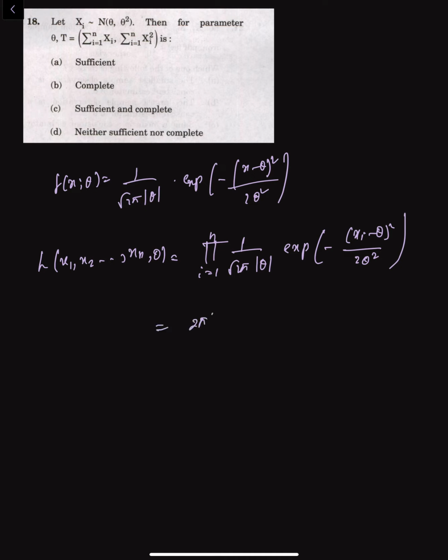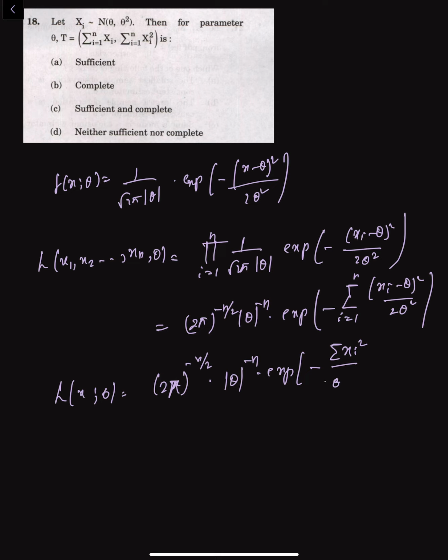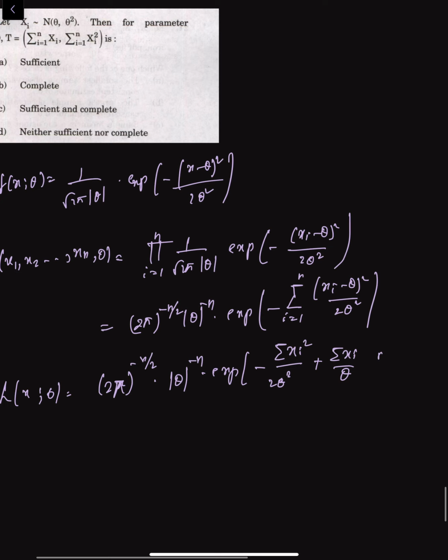So that is nothing but (2 pi) whole to the power minus n by 2, theta whole to the power of minus n, exponent of minus summation i equals 1 to n (xi minus theta) whole square by 2 theta square. So that means if we consider the exponent, this likelihood of theta is nothing but (2 pi) whole to the power minus n by 2, theta whole to the power of minus n, exponent of minus summation xi square by 2 theta square plus summation xi by theta minus n by 2.